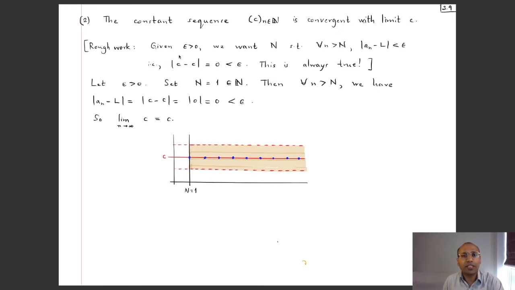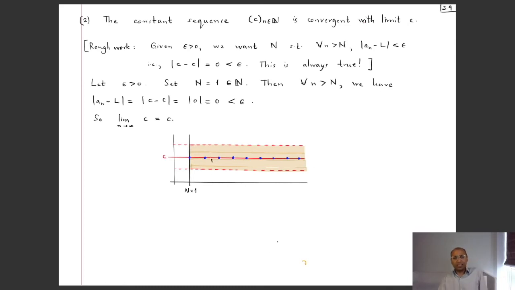Okay, so what do we have to check? Given any epsilon positive, we want an index capital N such that beyond that index, the distance of the nth term to L is less than epsilon. What's the nth term? That's c for all n. And what's the limit we are guessing? It's also the real number c. So what's mod of c minus c? That's mod 0, which is 0, and that's certainly less than epsilon because epsilon is positive. So this is true irrespective of what little n you take. So it seems that any capital N you take seems to work, right?